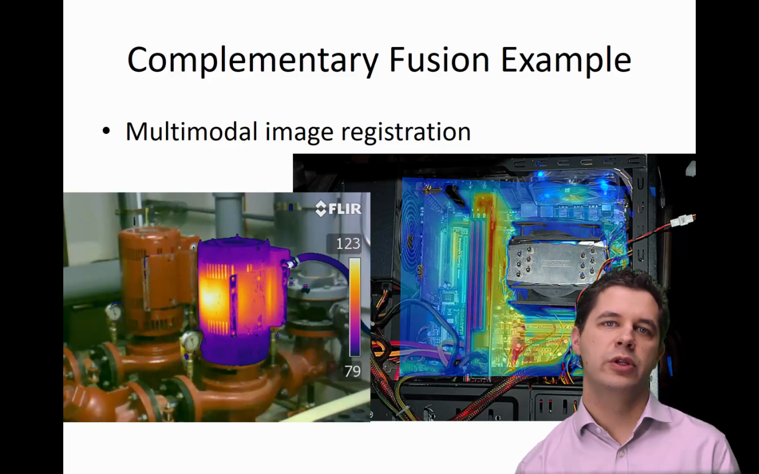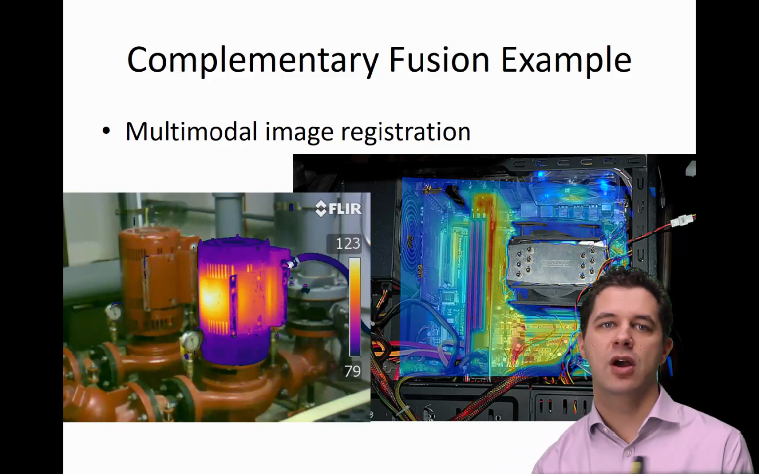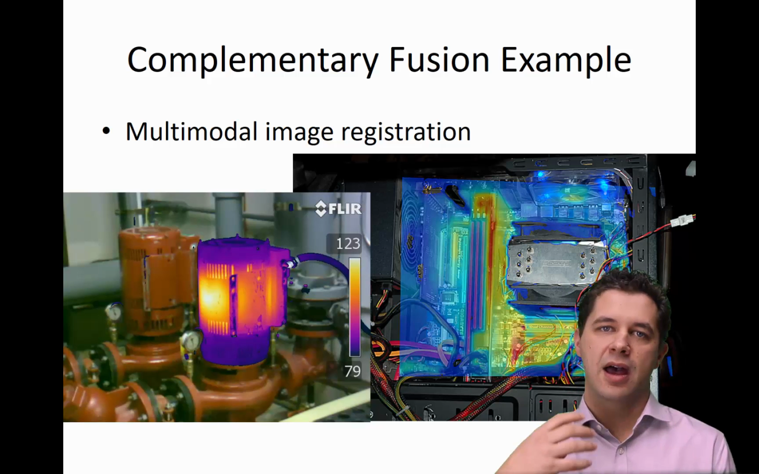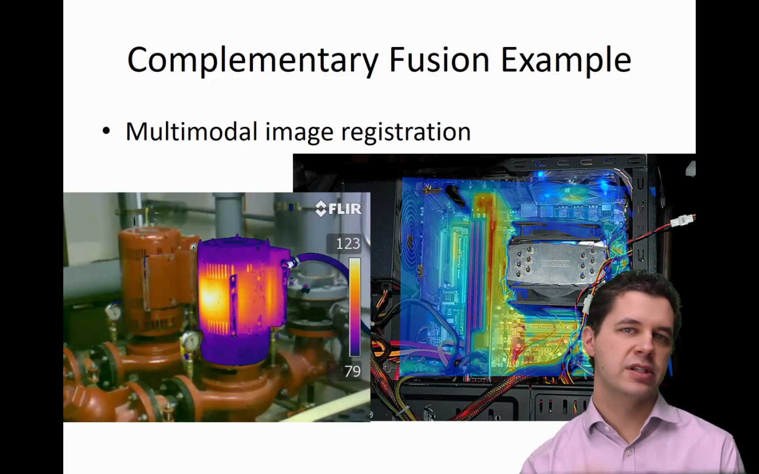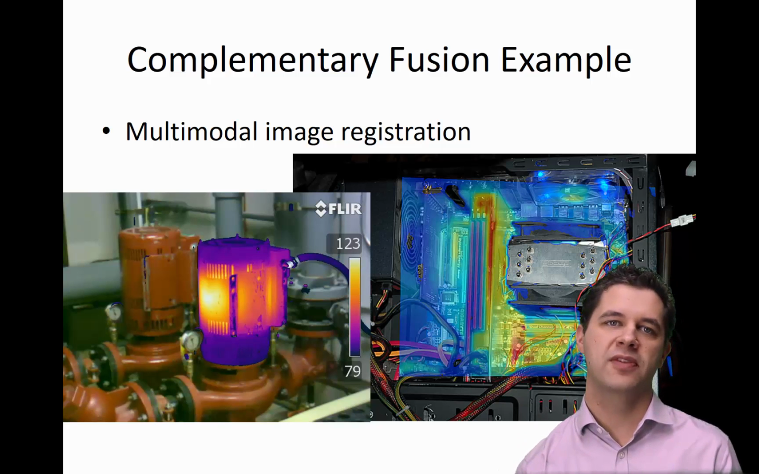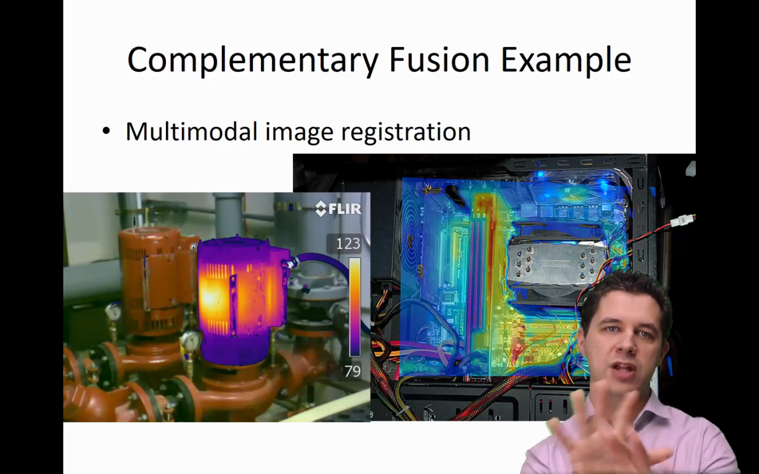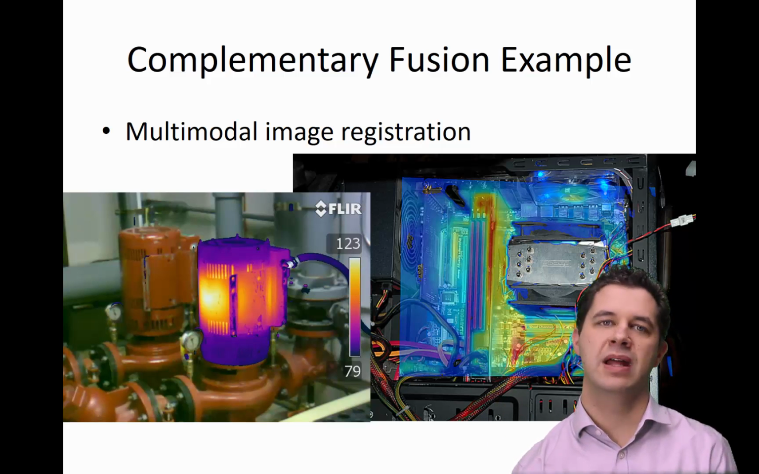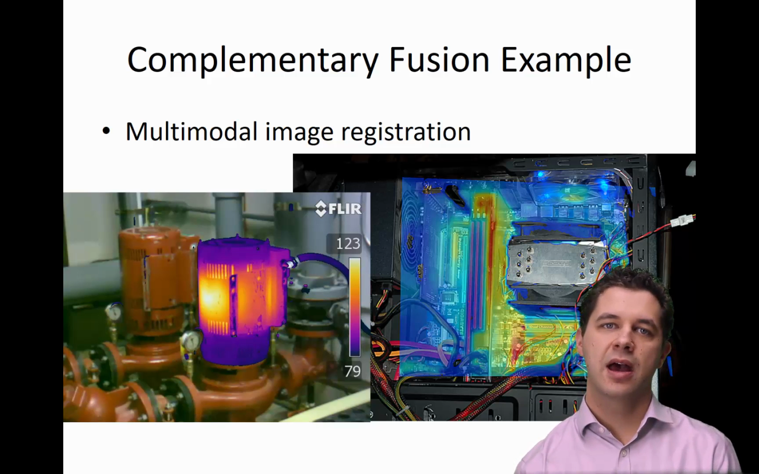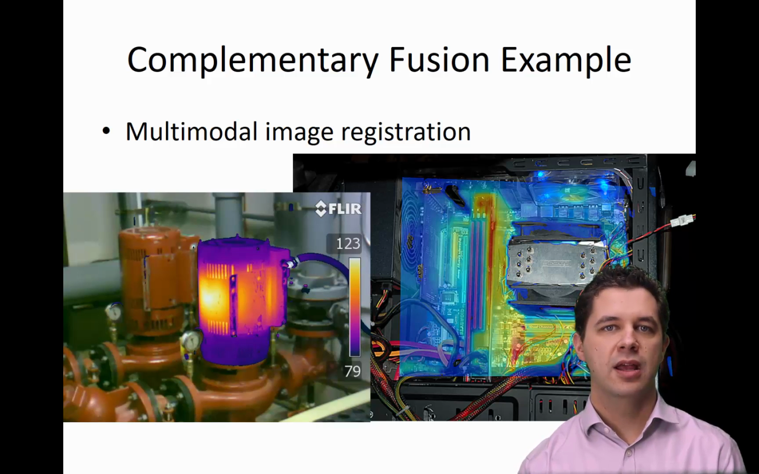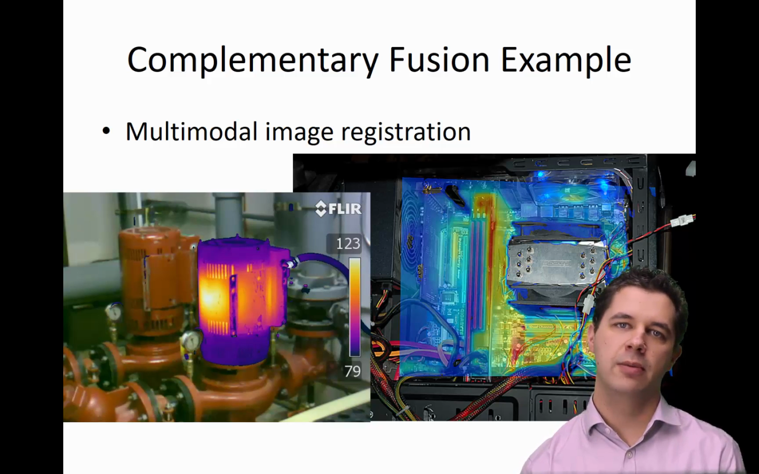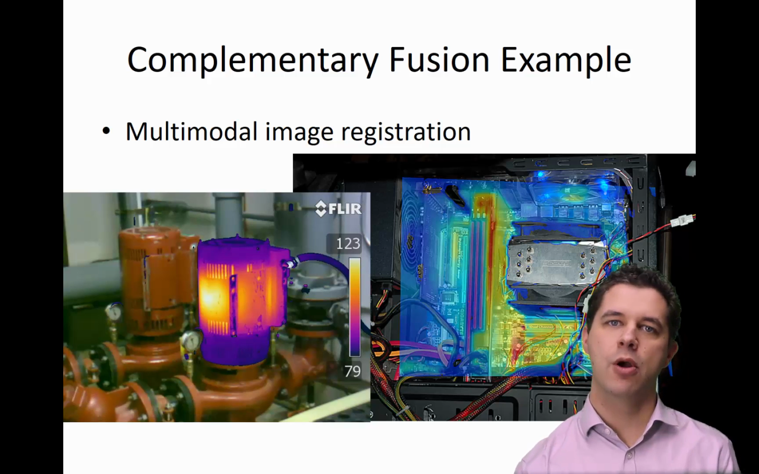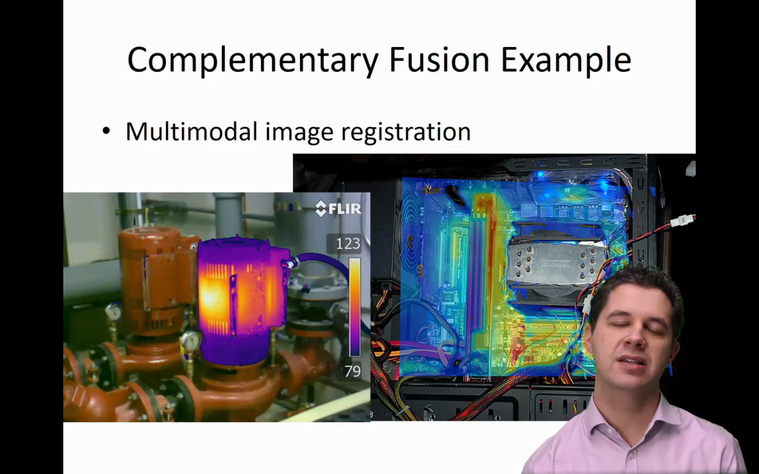So here's another area where we'd use complementary fusion: multimodal image registration. The basic idea is we take an image with one type of camera, just a visual camera, and another image with another type of camera, like a thermal camera. And we can register those images together to give us a multimodal image that tells us more information. We can use this when we're trying to troubleshoot things and look for a hotspot on a printed circuit board, for example, and work out which component's failing. I've done that a number of times. Very useful for looking at shorts in tracks and things like that.